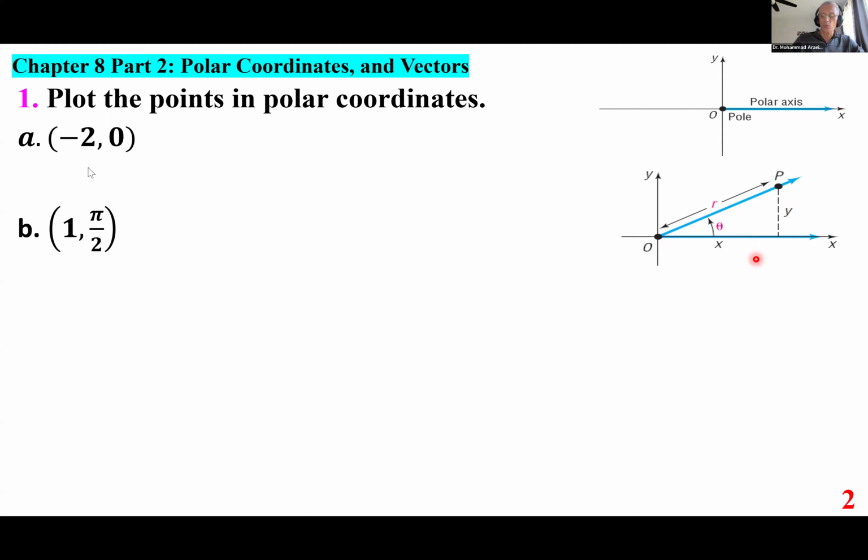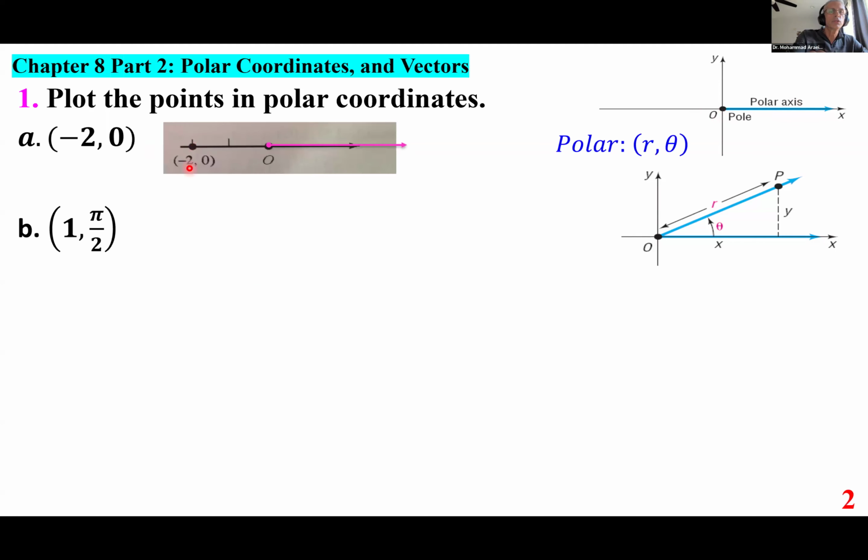In this case, we have the angle 0, and the angle 0 is along this side. 2 tick marks takes us to the right side. -2 takes us to the left side. And the polar r, comma, theta, so that would be 2 tick marks to the left because this is negative. 1, comma, pi over 2, the positive side of the y-axis is pi over 2, and you go 1 tick mark up, and that's the graph.